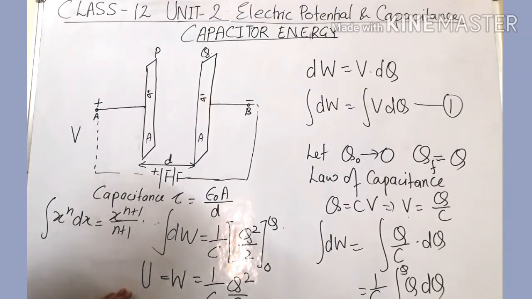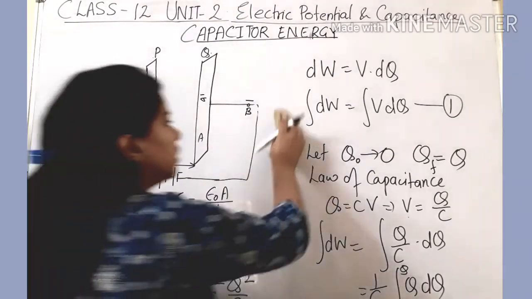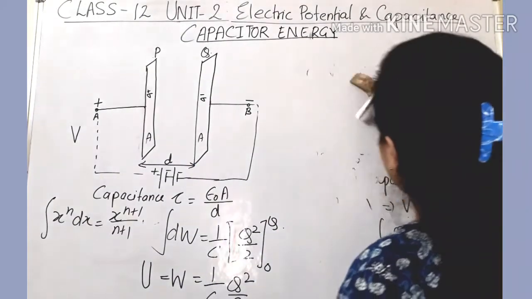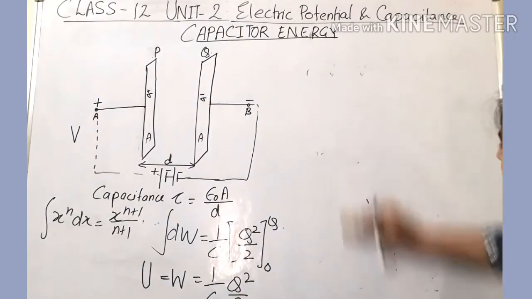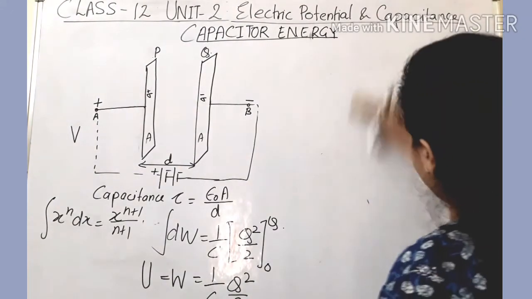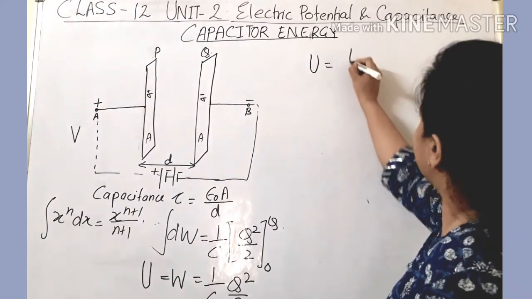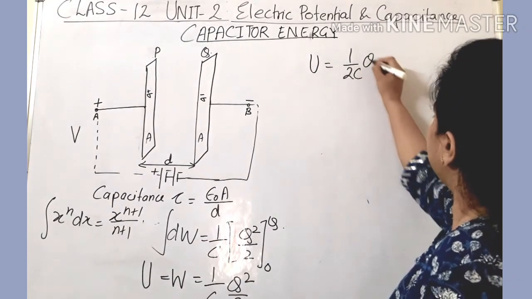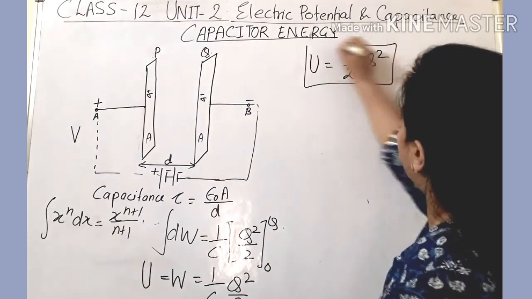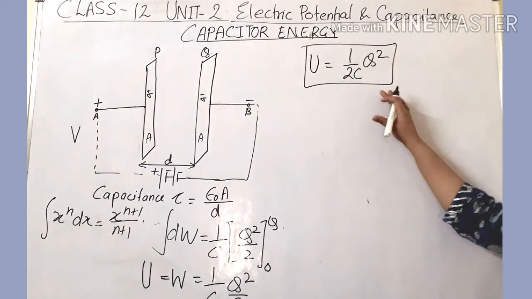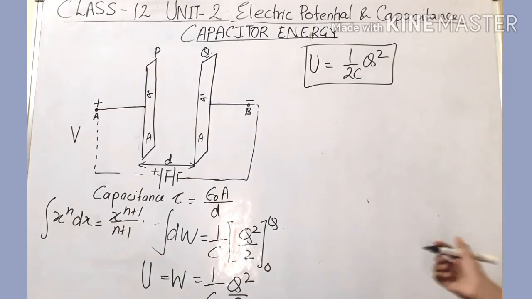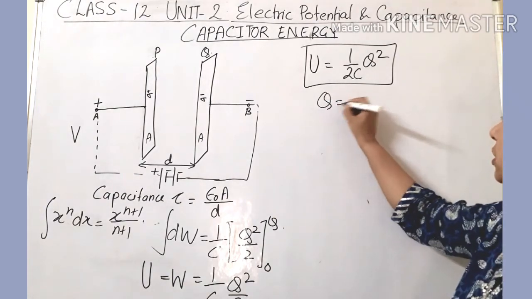So energy stored U is equal to half Q square divided by C. Now the C value you can put down and you will get the result later on, or you can leave the last step here only. You have got the result of U potential energy as 1 by 2C Q square. This is the formula for potential energy. You can convert this formula into the 3 forms by the law of capacitance, Q is equal to CV.